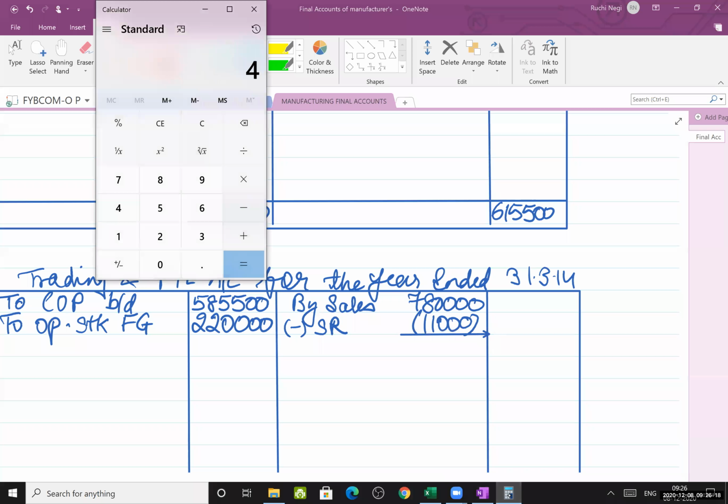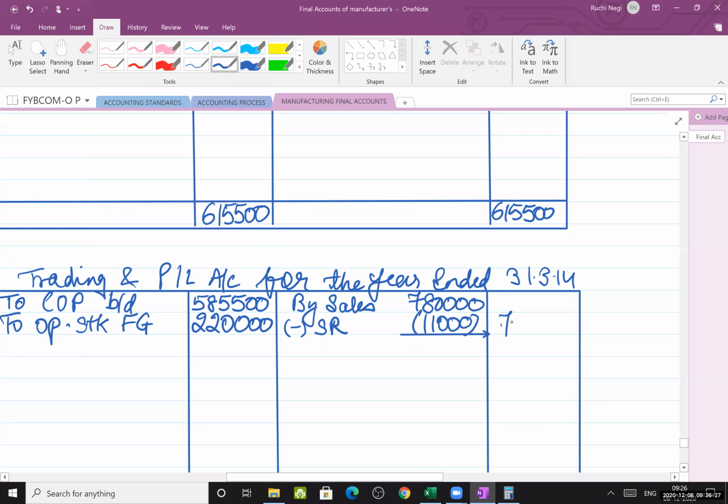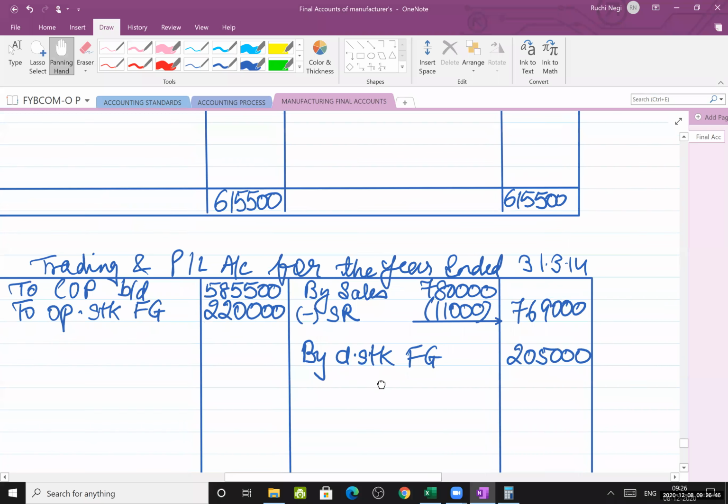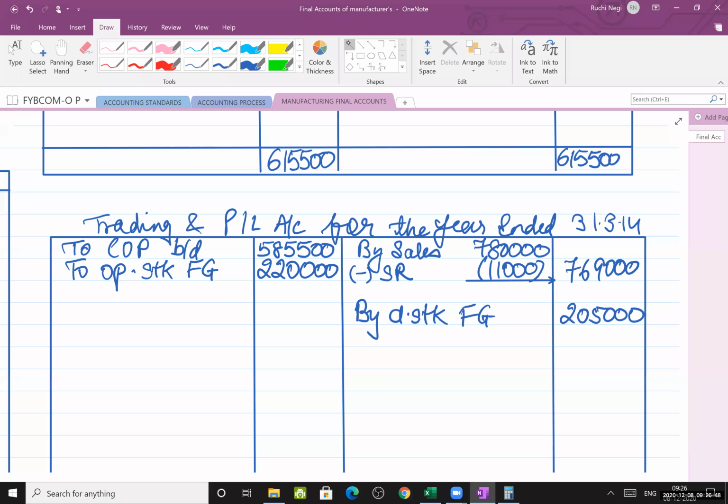7,80,000 minus 11,000 is 7,69,000. And by closing stock of finished goods 2,50,000. And obviously what are we going to do? We are going to close this ledger.